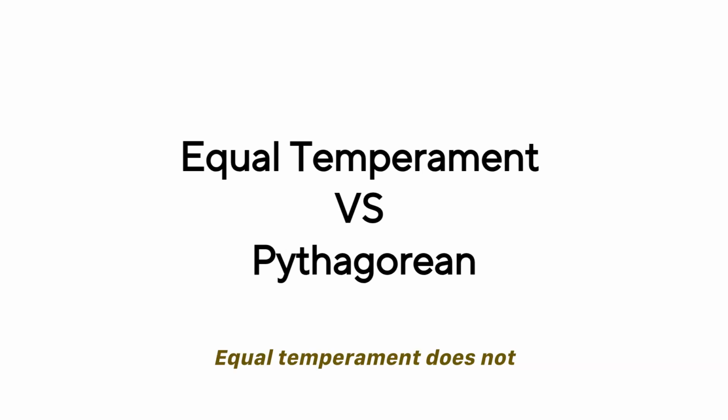Equal temperament does not make every interval perfectly pure. Instead, it spreads the Pythagorean comma across the tuning system. Every fifth becomes slightly imperfect, but no single fifth is destroyed. The circle can finally close. The same 12 keys can be used in C major, F sharp major, B flat minor, or any other key.